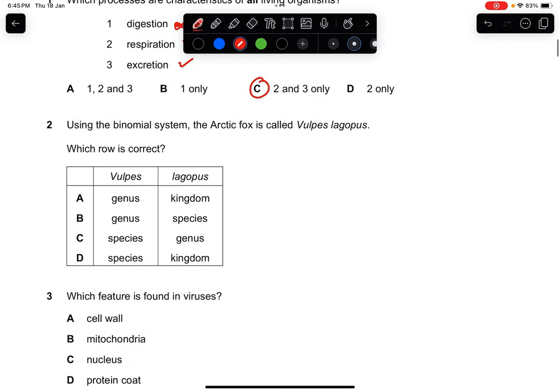This is very simple. Question number two, using the binomial system, the Arctic fox is called Vulpes lagopus. Which row is correct? So always remember that this is always the genus, this is the species. So it's kind of obvious that the answer is B.